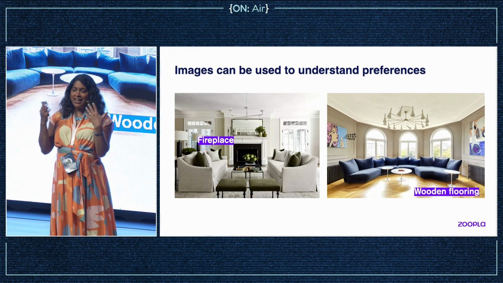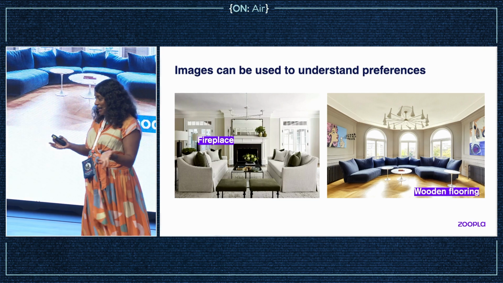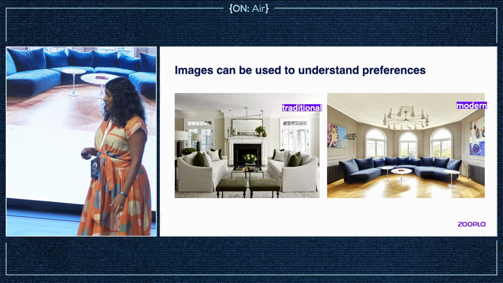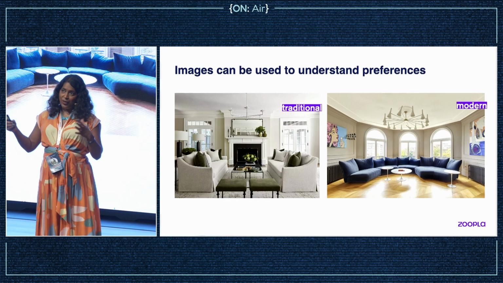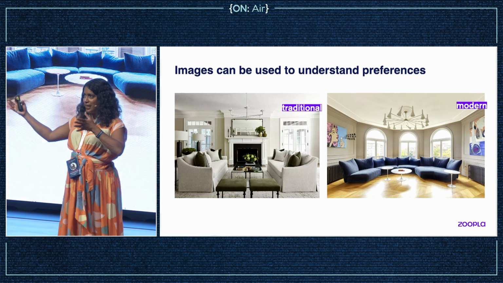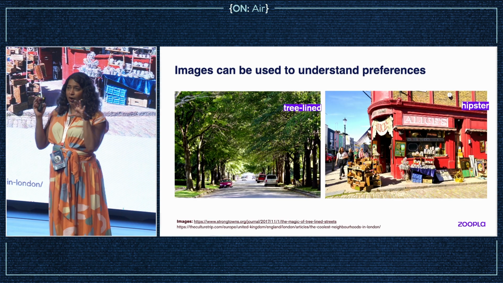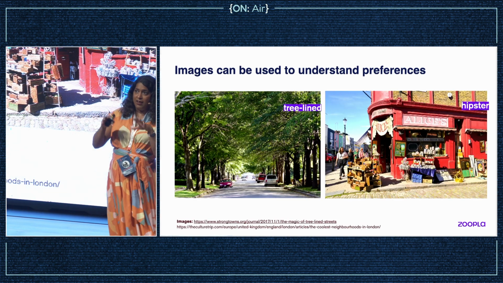We can do the standard object detection: is there a fireplace? Are there wooden floors? But we can also do styles. Is it more traditional, modern, or, for some people, Georgian and Edwardian listed buildings as well. We don't only have to use the images on our website.